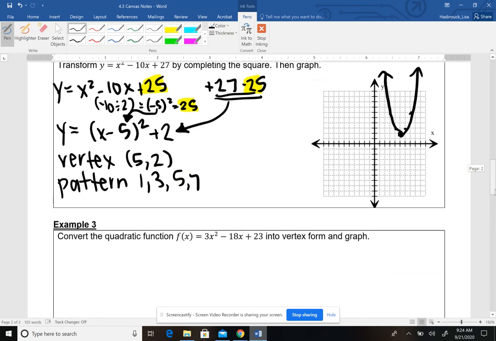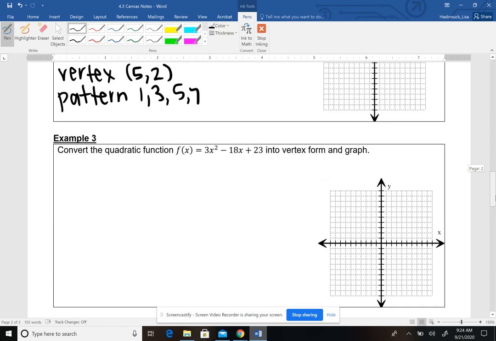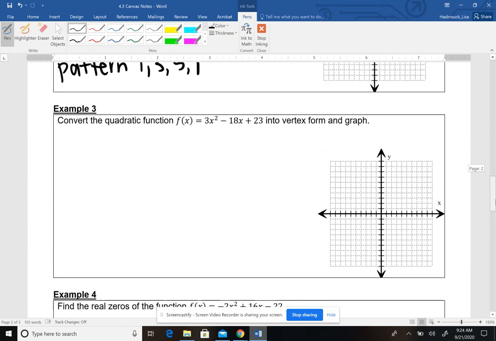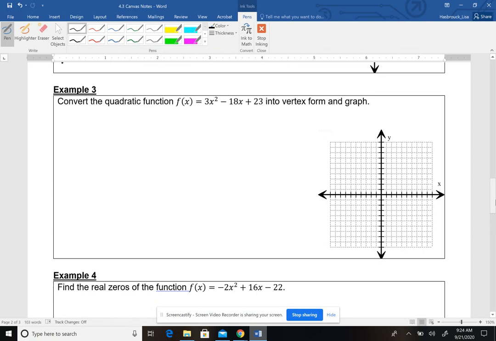For the next example, we're going to convert the quadratic function f of x equals 3x squared minus 18x plus 23 into vertex form and graph. So we're doing that, completing the square again. This one's a little more difficult because there is a coefficient in front of our x squared term. I'm still going to begin by splitting this up. So f of x equals 3x squared minus 18x. I'm going to give myself some space and put the 23 on the right.